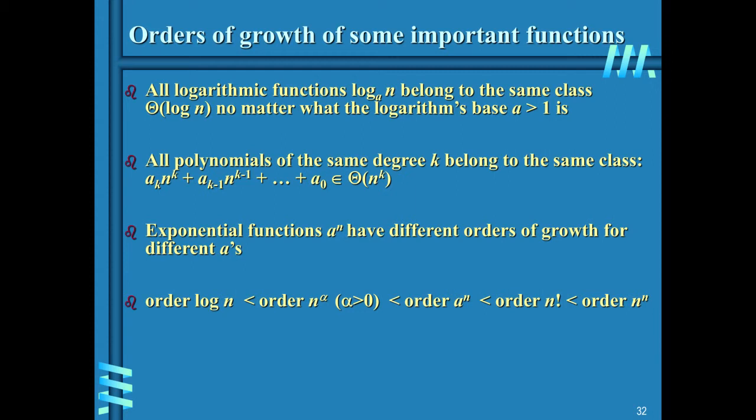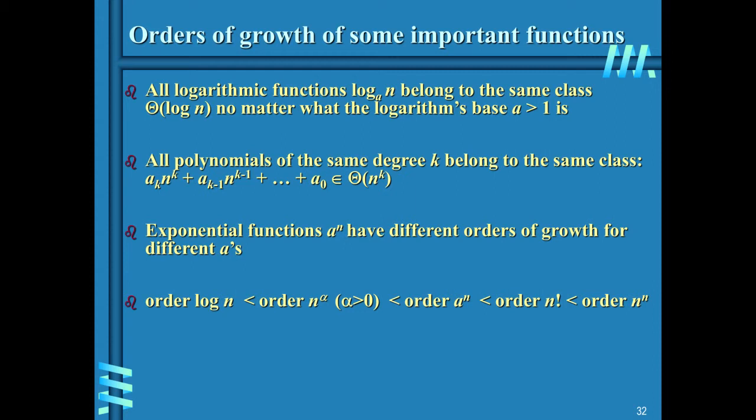All the polynomials of the same degree k belong to the same class, no matter how many terms are included in the formula. They belong to Big Theta(n to the power of k). Exponential functions a to the power of n have different orders of growth for different a. If a is different, they fall into different asymptotic order groups.